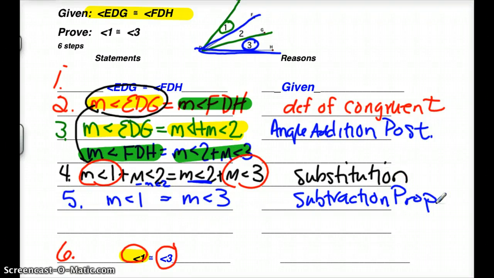I said I was going to take 6 steps. I got an extra line here, no big deal at all. So what happens from 5 to 6 then? My equals changes to congruent. So that's the definition of congruent.